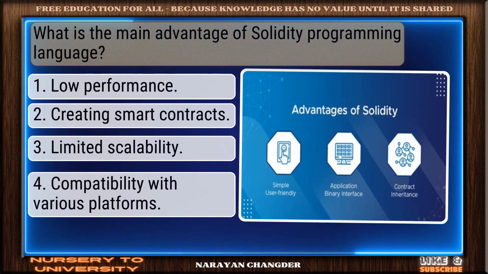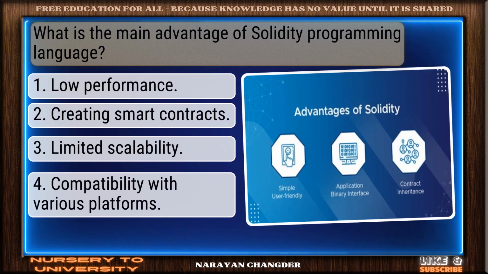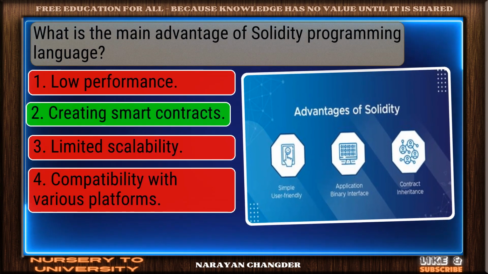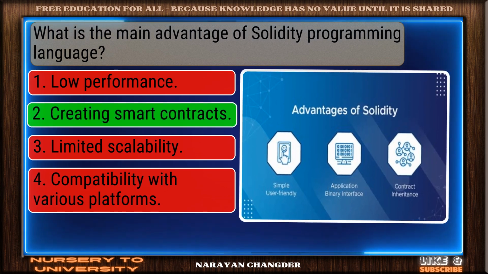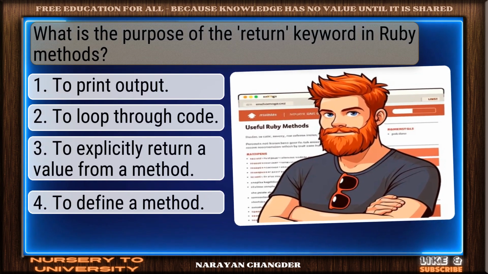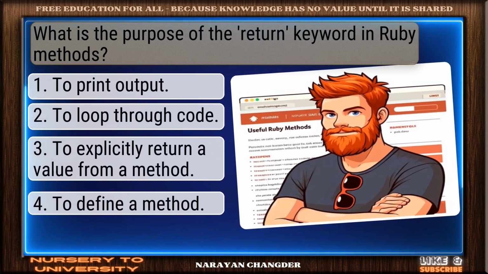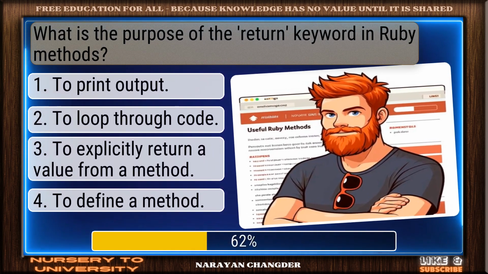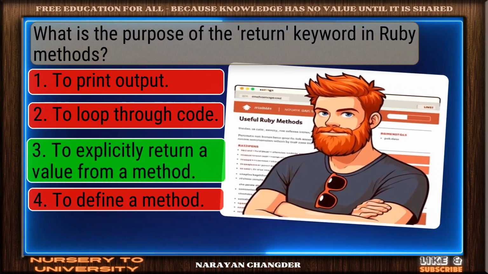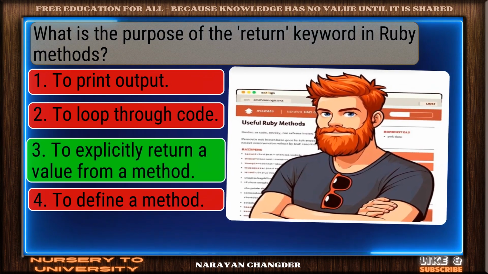Question number 7. What is the main advantage of Solidity programming language? Excellent choice. Creating smart contracts is the right answer. Question number 8. What is the purpose of the return keyword in Ruby methods? Great thinking. To explicitly return a value from a method is the right choice.